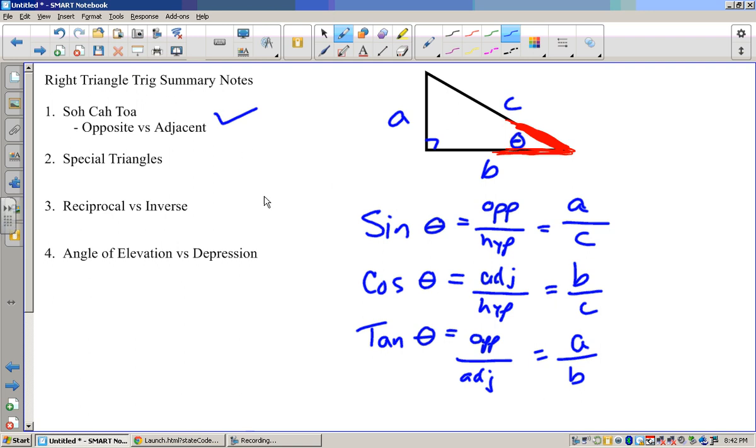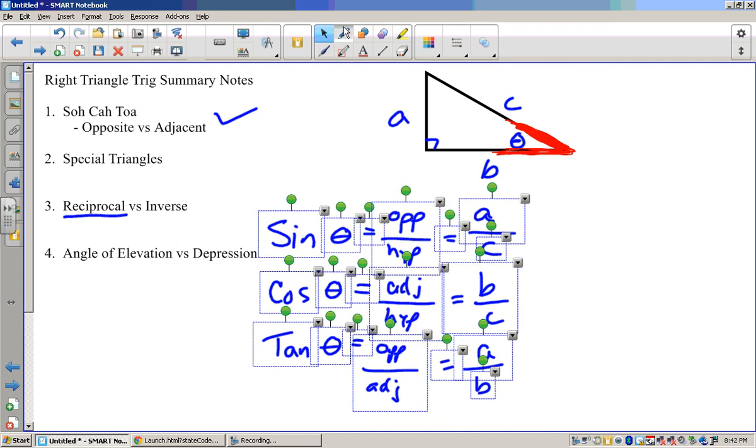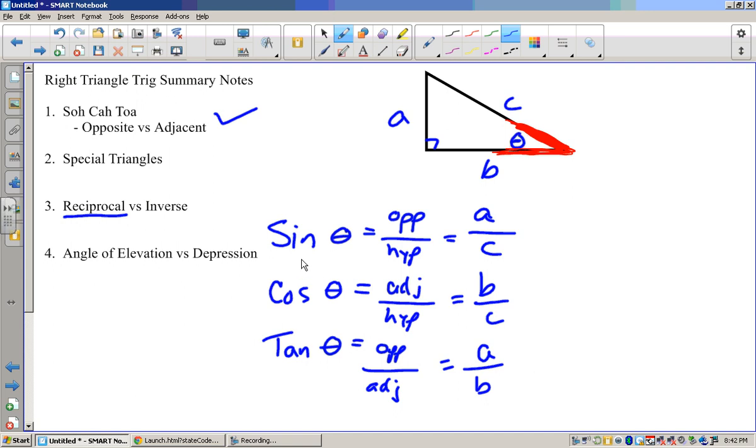Now I'm going to take a little detour here and talk about reciprocals really quick. Reciprocal is just what it says, the reciprocal, and we have different terms for the reciprocal functions. Let me move these guys over. Each one of these pieces has a reciprocal function. Sine's reciprocal, I'll put over here.